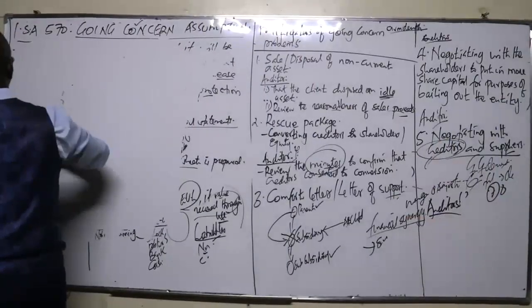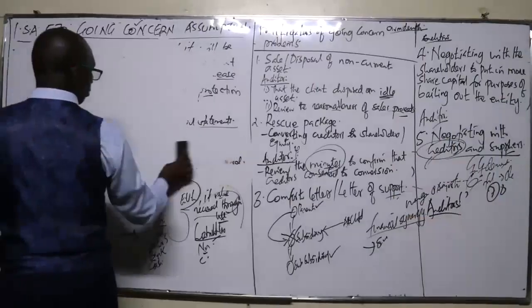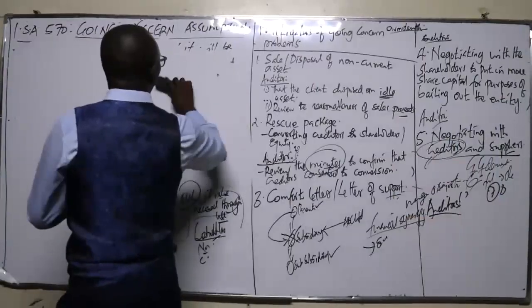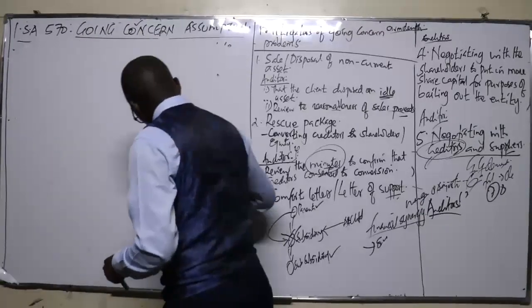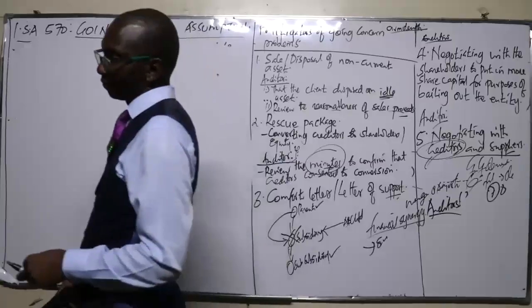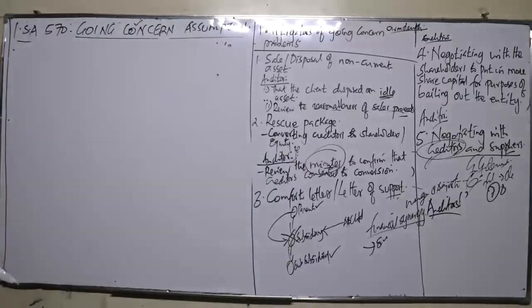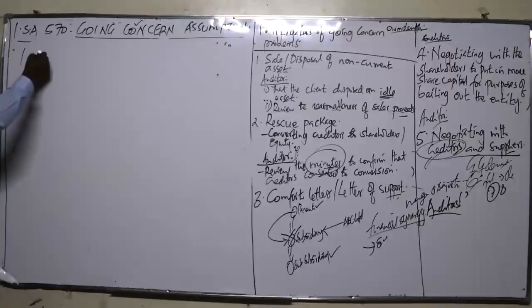It's about assessing now with regard to this topic, ISA 570. How do auditors review the going concern position of the client? I think I need to give this in summarized way.